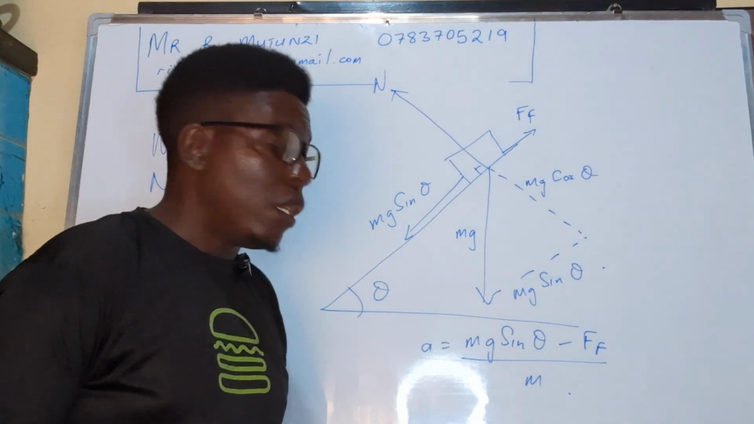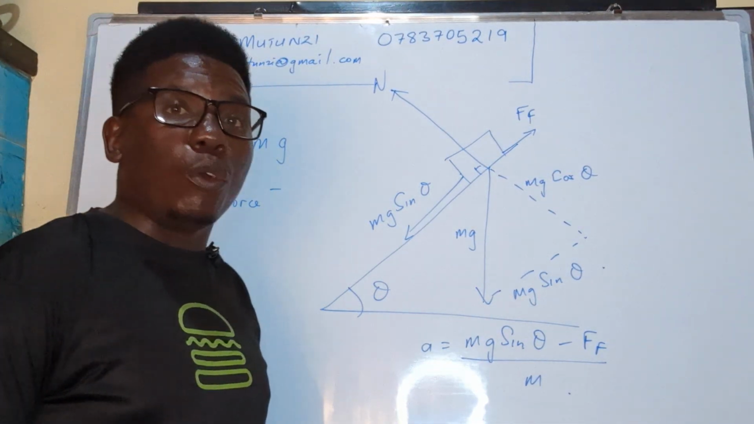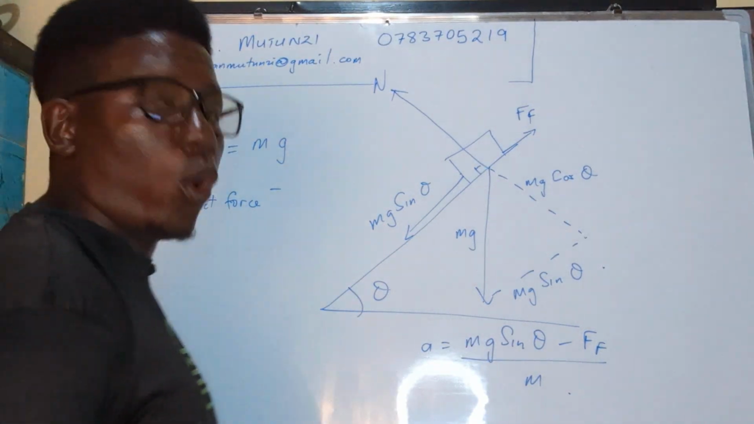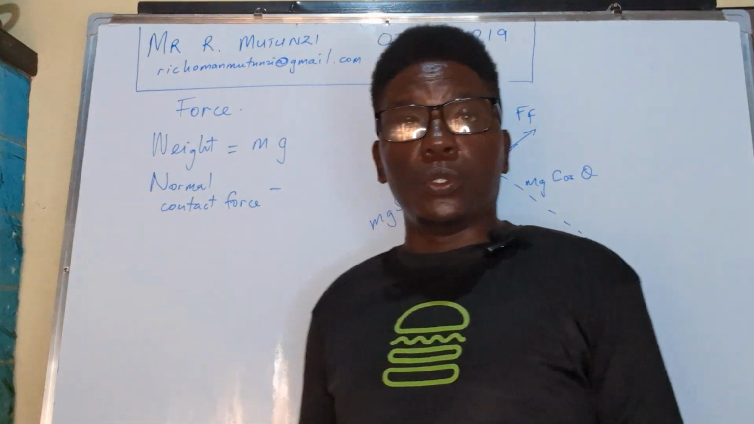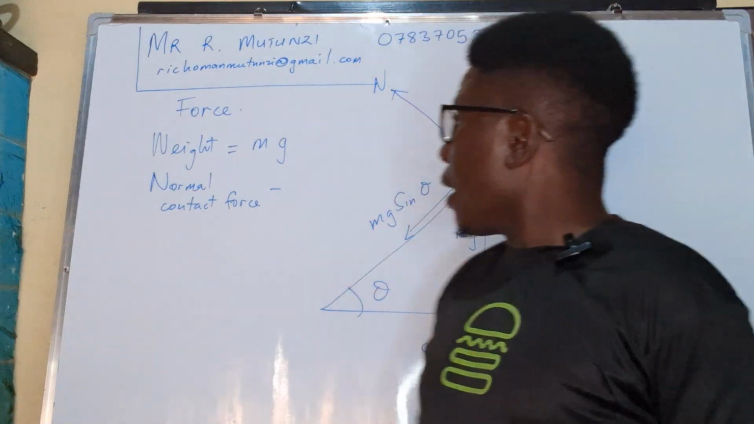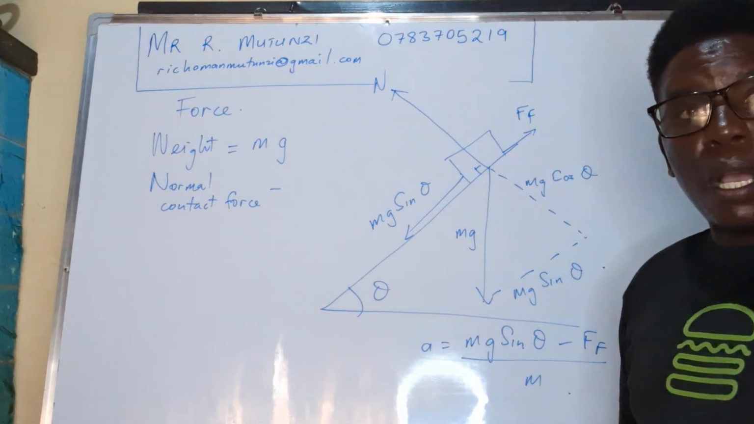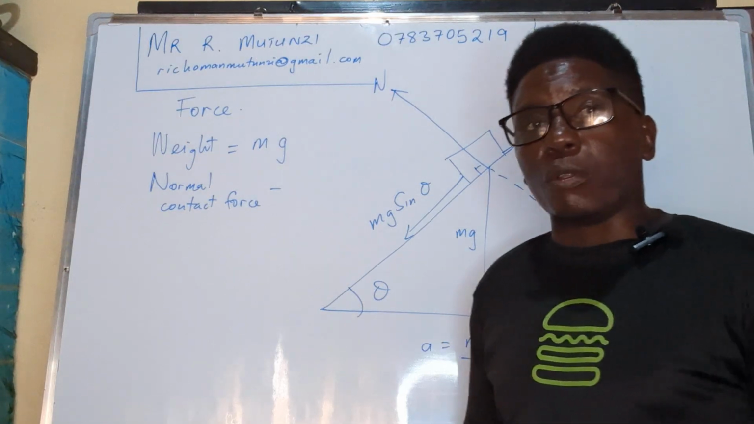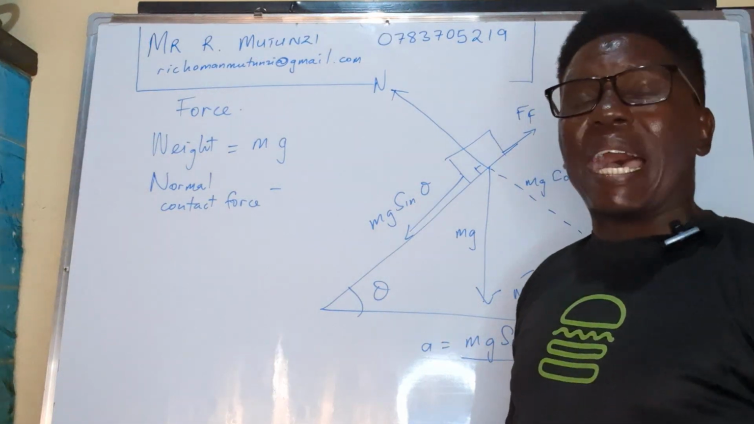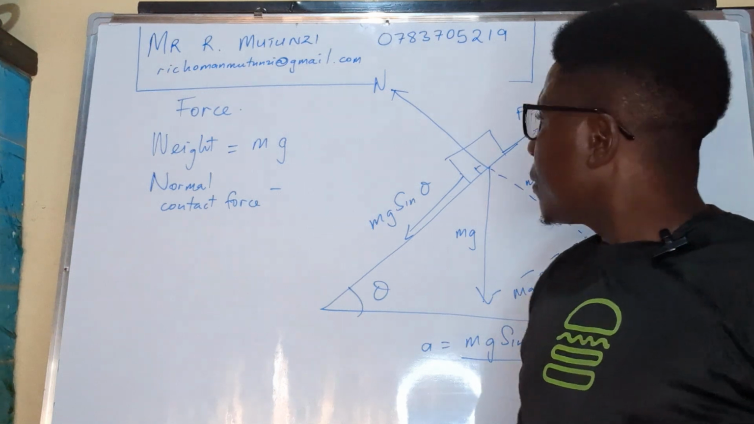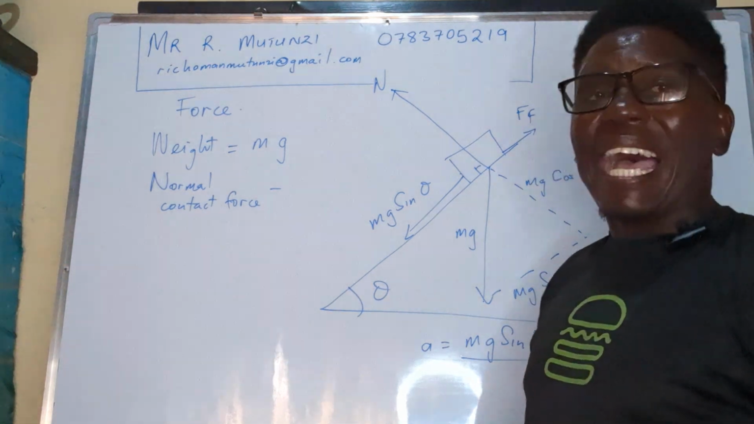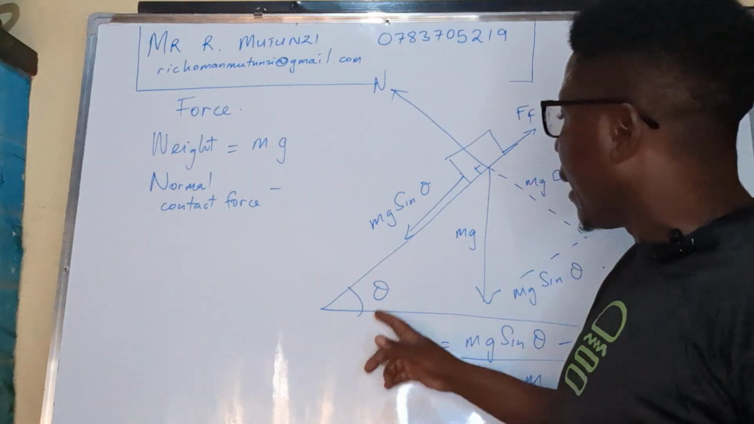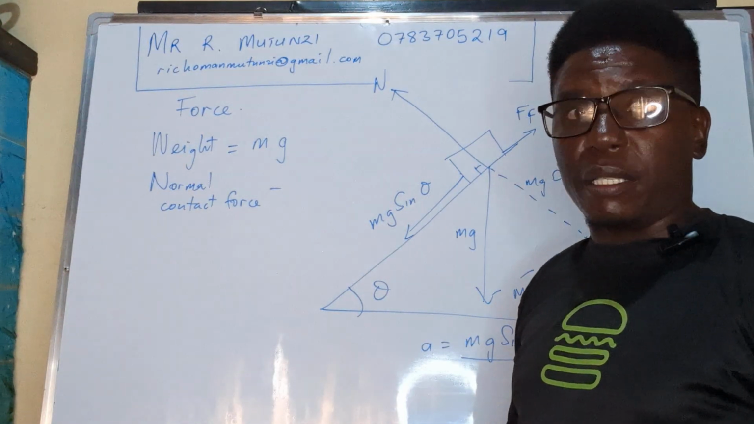So I think I'm going to leave you with a question that you can do on your own. So you can take it. A body rests on an incline and the surface is smooth. The body is of mass 5 kgs. Determine the acceleration of the body down the ramp if the angle of inclination is 30 degrees.